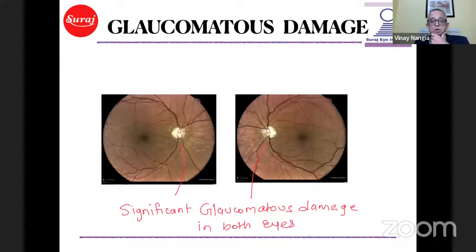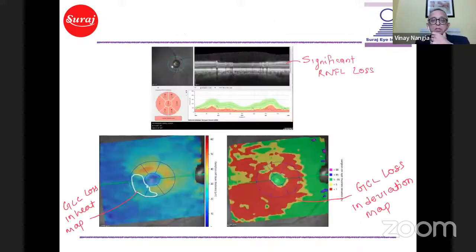So this is the appearance of the optic disc, and you can see we're really dealing with an end stage kind of PACG patient, and there was significant retinal nerve fiber loss. You can see here that in the right eye on the heat map, only some part of the GCL is still remaining, but the inferotemporal part, which is the part that undergoes maximum damage, that's all gone actually, and the deviation maps also tell you the same thing.